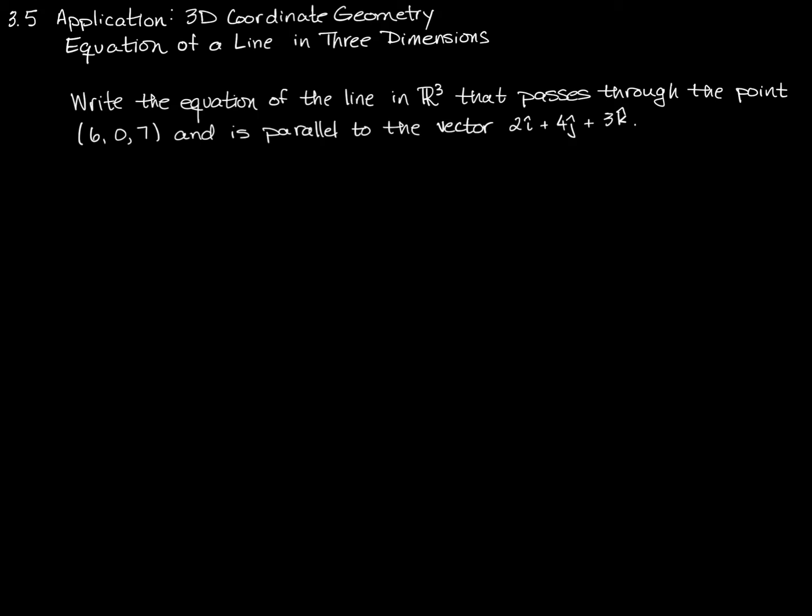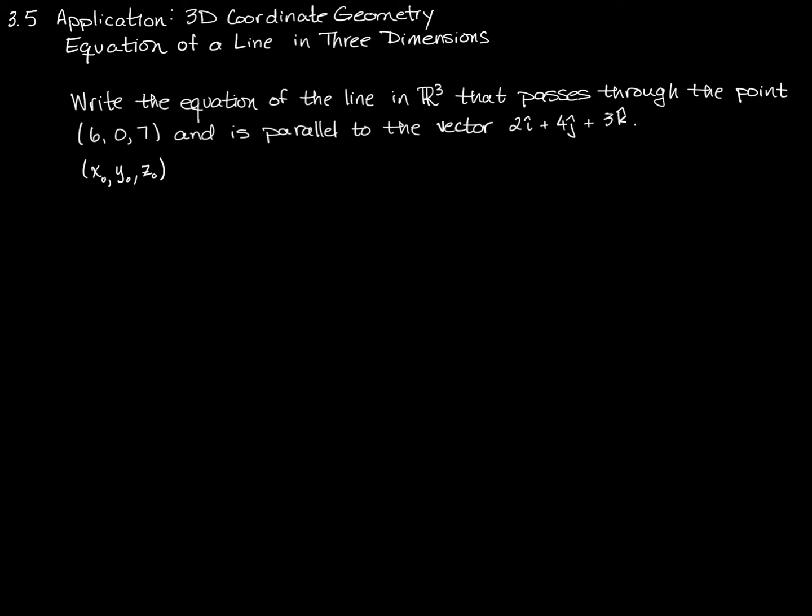Write the equation of the line in R3 that passes through the point (6, 0, 7) and is parallel to the vector 2i + 4j + 3k. Well, there are a couple of things to note right off the bat. This (6, 0, 7) is my x naught, y naught, z naught. It's a specific point, and now that I'm not talking about the theoretical aspect, I can talk about not the unknown but the specific value x naught. I can say that's 6.